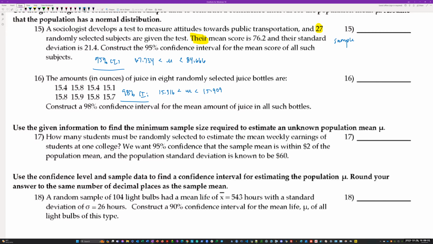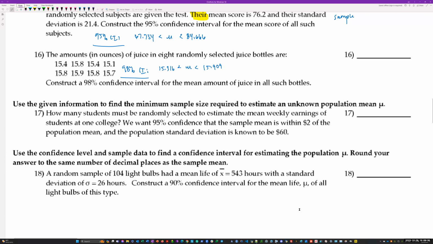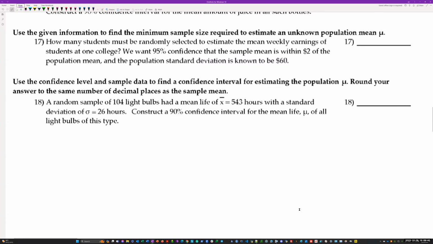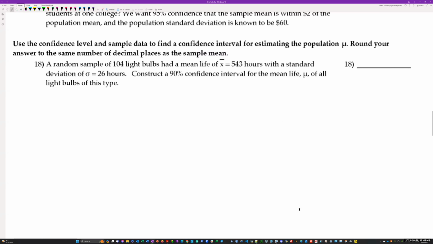Does that make sense? Question? All right, let's do this one, 18. What's the difference between this one and the last couple? So how's that different? What's the difference between this one and the last couple?